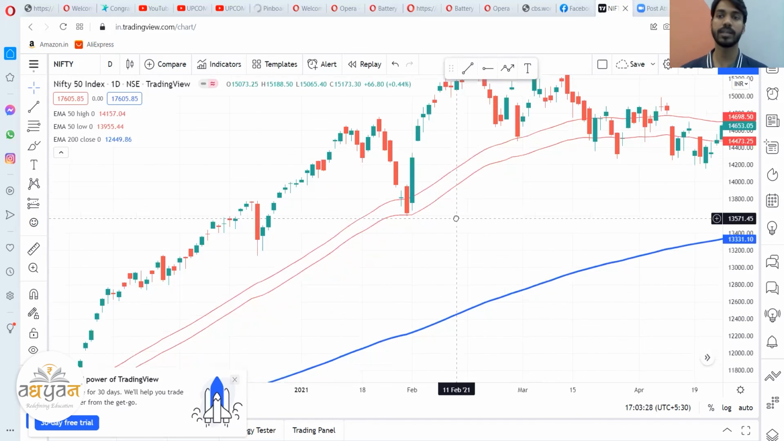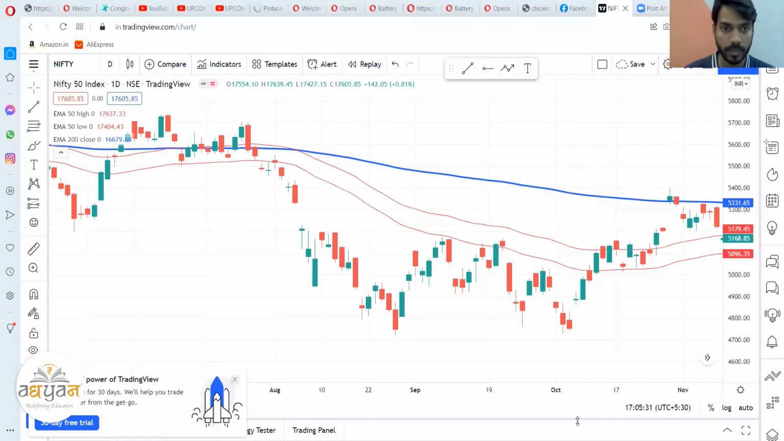Now let's understand the selling scenario as well. You can see the 200 moving average is at the top, and the 50 moving average high and 50 moving average low are at the bottom. If you can see the doji formation over here on the lower side where the 200 moving average is at the top, this is the signal that we are looking for. And once the doji has been broken at the low side, we will be entering into a sell.